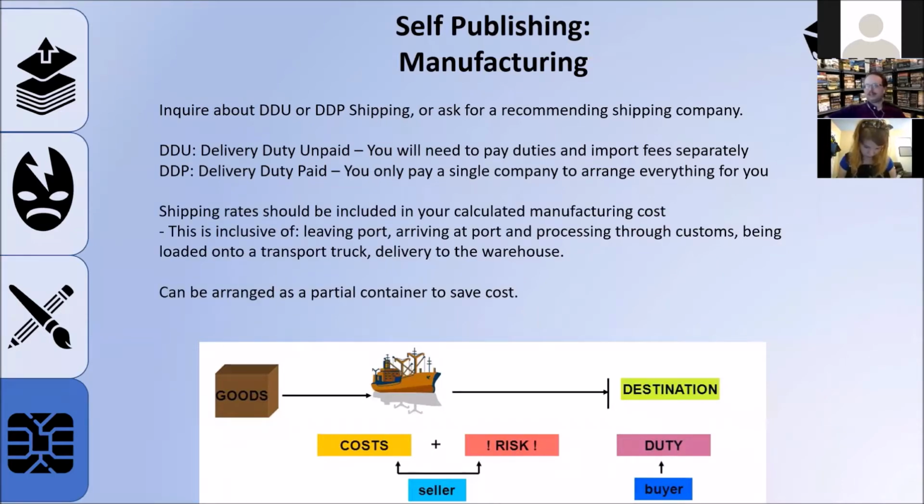So shipping rates should be included in your calculated manufacturing cost. So this is everything from leaving the port to arriving at your warehouse. Every fee that's included in there. And one of the things that this includes as well is the insurance fee for the transport itself. You've spent a lot of money getting these games made. You're going to want to make sure they're insured. Insurance doesn't usually cost that much, and it realistically only covers things if the ship goes down. But on the off chance that something happens and you don't get the insurance, you are completely out all of that.